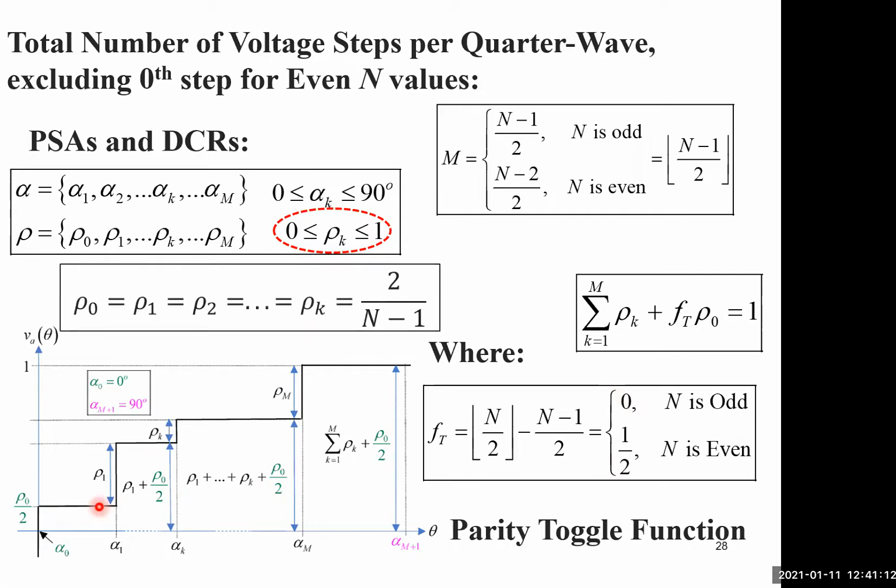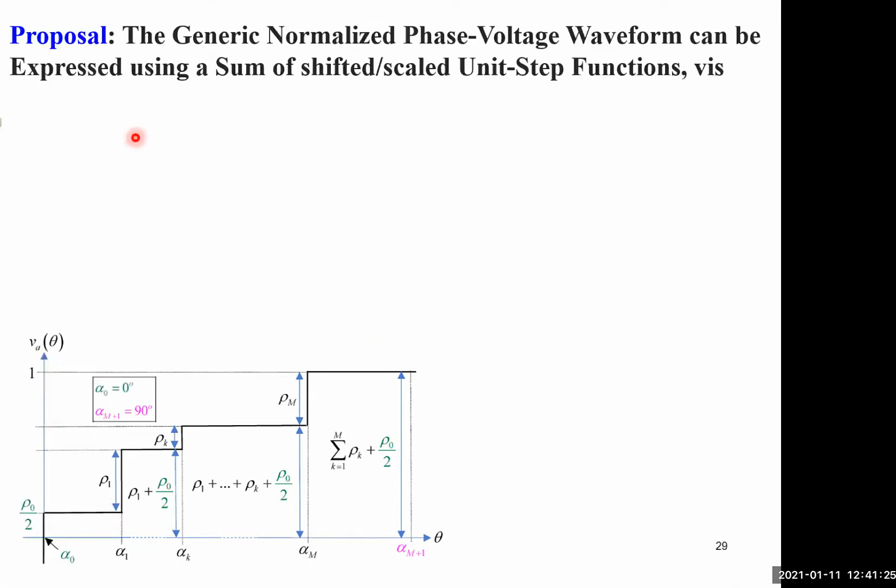If we are discussing equal voltage steps, then clearly rho 1 and rho 2 and all will be equal to each other, and it should be made equal to this expression here, where n is the number of voltage levels. Okay, so our proposal. We're going to do this very quickly.